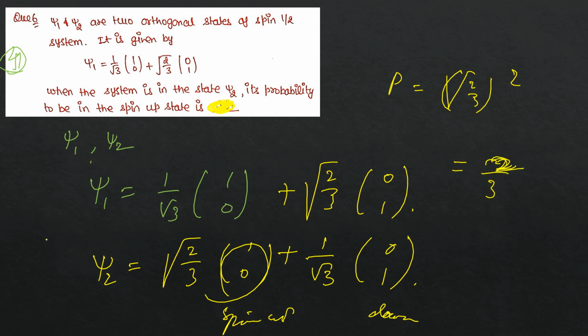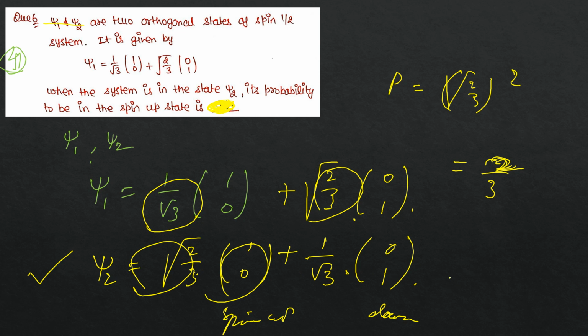You may ask me how I wrote psi 2. See, psi 1 and psi 2 are orthonormal states. So this square into this square plus this into this should be 1, isn't it? Because it's also an orthonormal state. So it can only be root 2 over 3, it can only be root 1 over 3. Then only there will be orthonormal states, right?